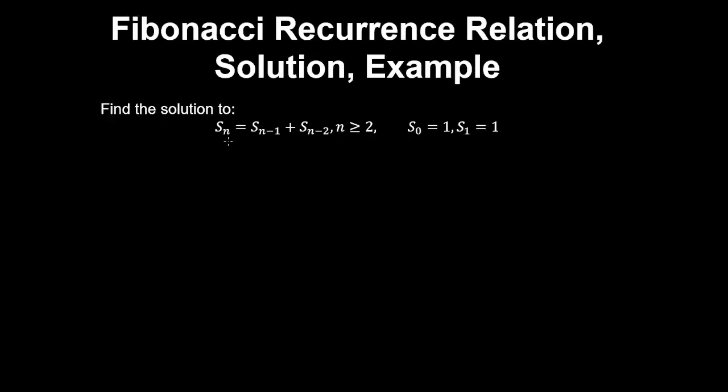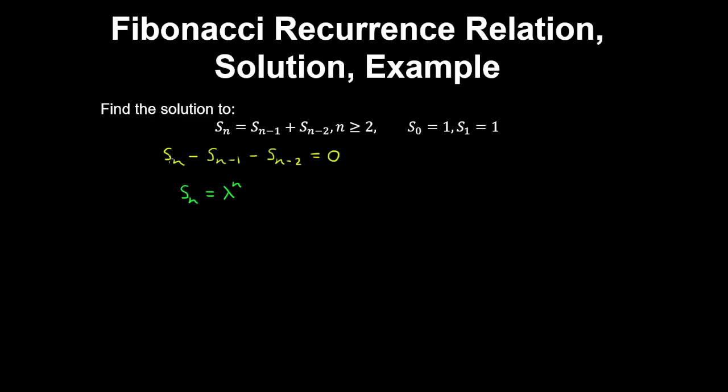Let's find the solution to the Fibonacci recurrence relation. So what we'll do is first write it in standard linear form and recognize that it's second order. So we'll assume a solution of the form lambda to the power of n.